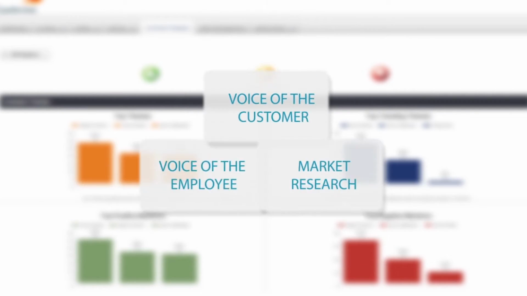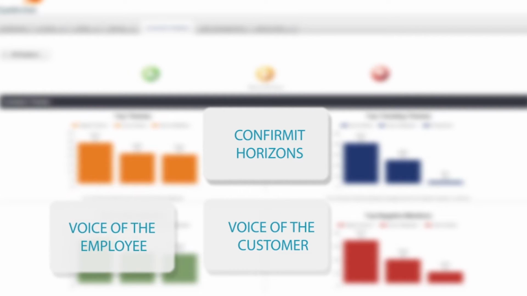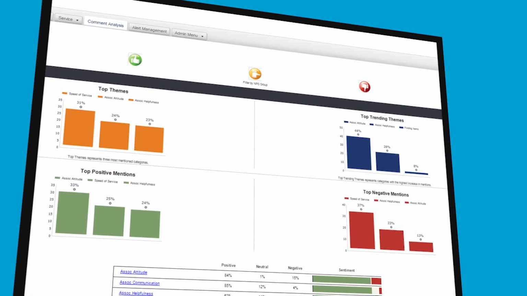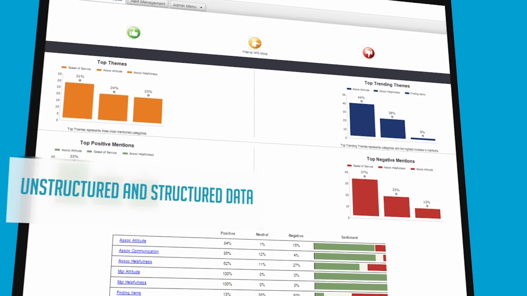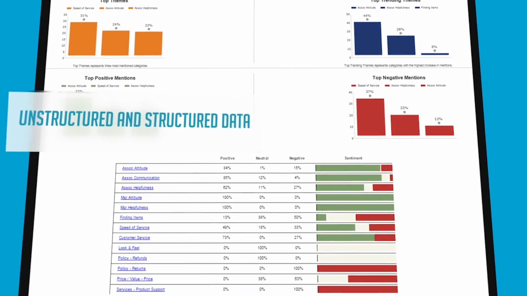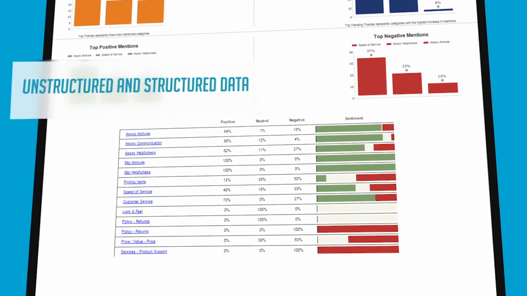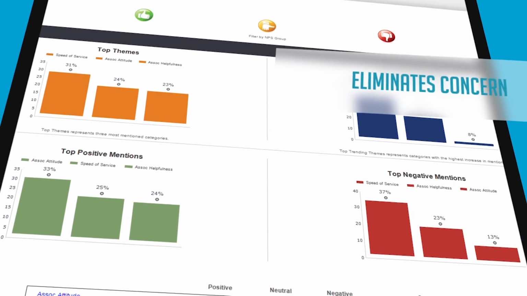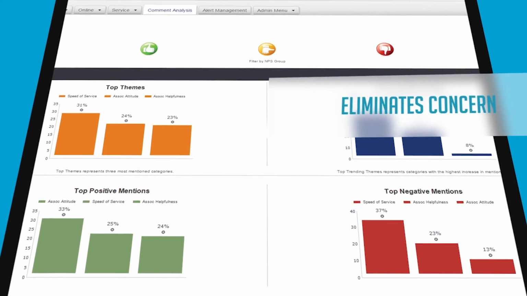Confirmit Genius is tightly integrated with Confirmit Horizons, our multi-channel voice of the customer, voice of the employee, and market research platform. Together, Confirmit Horizons and Confirmit Genius merge unstructured and structured data to provide richer insight and context into your employees, customers, and the markets, eliminating the concern that there may be unwelcome surprises lurking in the shadows.